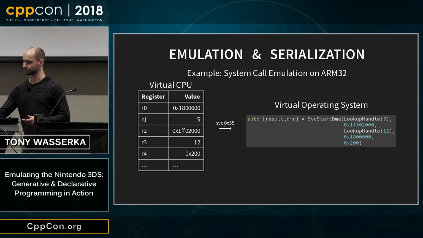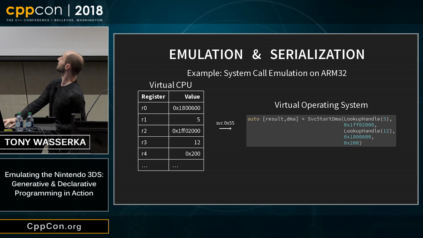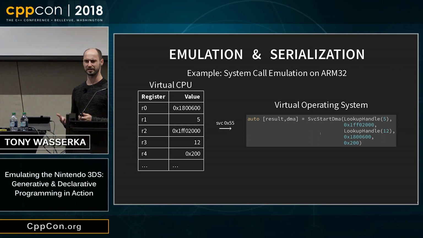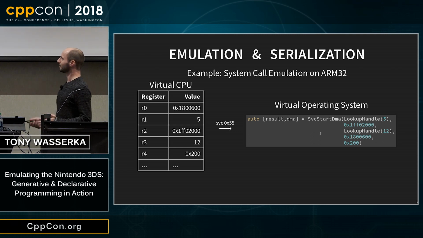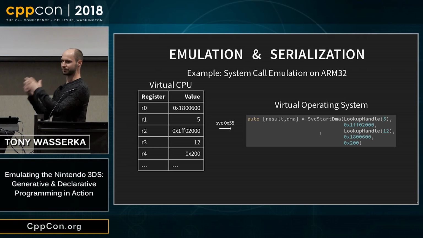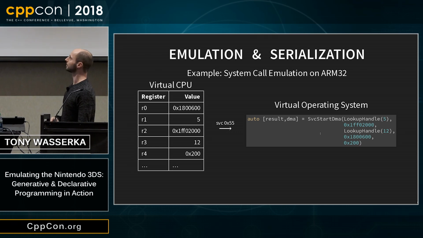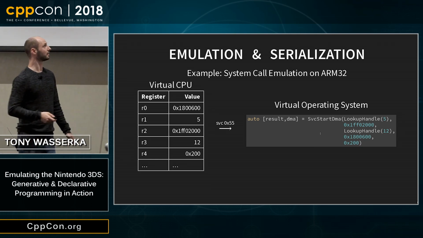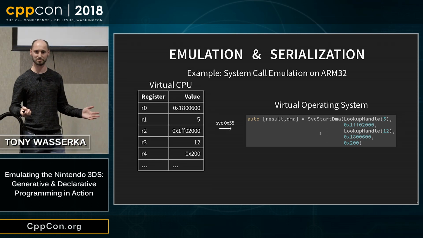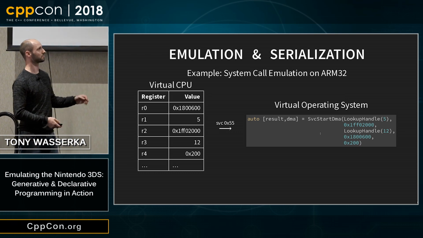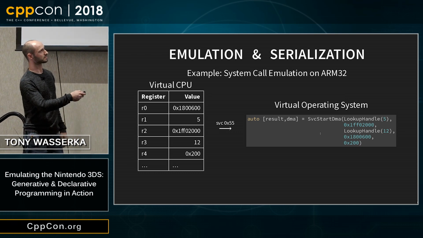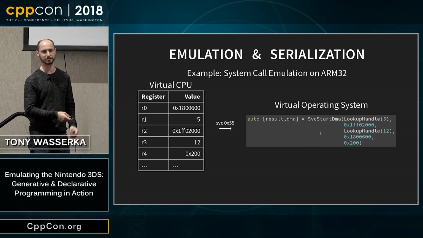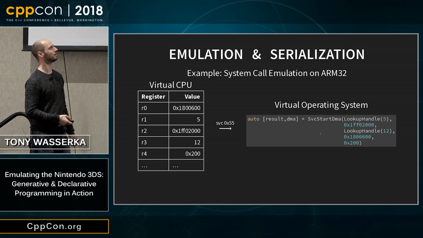So we want to have a function, SVC start DMA, that actually takes well-typed data, because otherwise we just have these values and can't really make sense out of them. So that's actually a non-trivial task though, because we don't have that type information around. It's just those values, and we need to convert, for instance, this value 5 here to a lookup handle, because we might have some sort of strongly typed objects in the operating system.